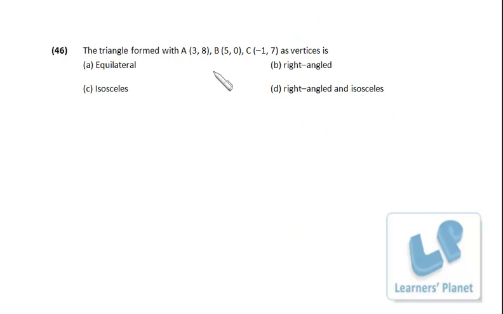The triangle formed with A, B, C as vertices, we have to find out whether it is an equilateral triangle, isosceles triangle, right angle or right angle isosceles. For that we can simply find out the slopes of AB, BC and AC. AB slope will be 0 minus 8 by 5 minus 3, that is 2, so that is minus 4. Then BC slope will be 7 by minus 6. Then AC slope will be minus 1 by minus 4, that is 1 by 4.